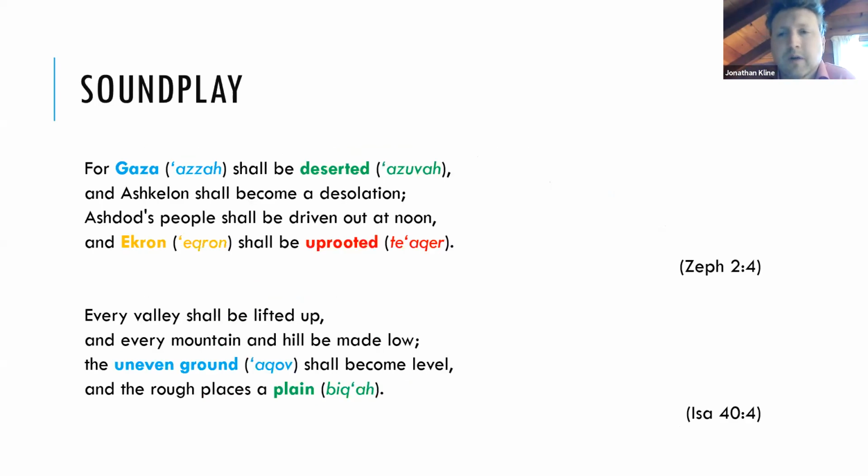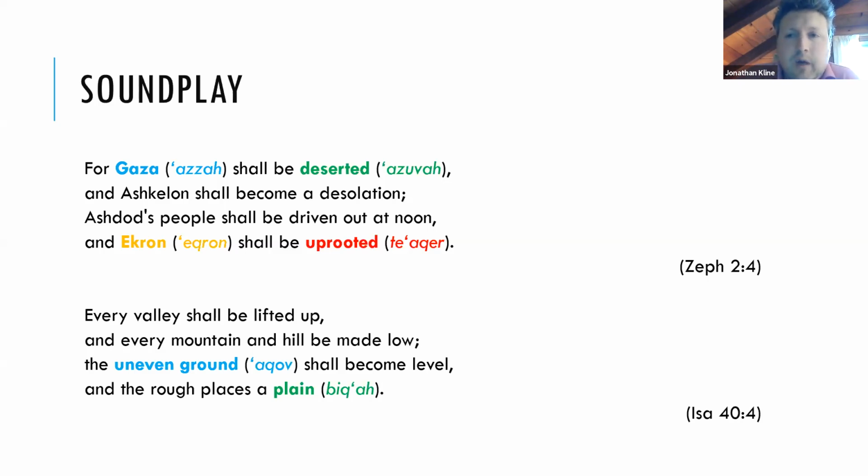Another example of sound play is in Zephaniah 2. Sound play is all over the minor prophets, especially the book of Micah. But here's an example from Zephaniah. "For Gaza shall be deserted, Azuvah, and Ashkelon shall become a desolation. Ashdod's people shall be driven out at noon, and Ekron shall be uprooted, Te'aker." So here you have the oracle of judgment, the declarations of judgment, being strengthened by these similarities of sounds between the names of the places that are going to be destroyed.